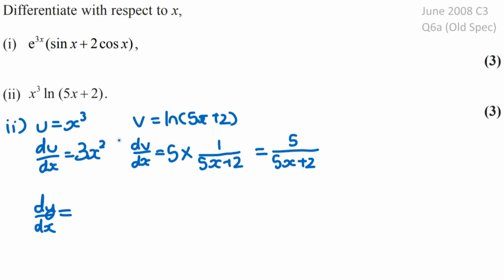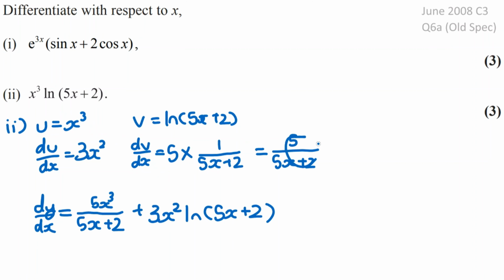So therefore dy over dx is going to be u multiplied by dv over dx, which is x to the power of 3 multiplied by this, which will be 5x to the power of 3 over 5x plus 2, and then plus the v times the du over dx, which will be 3x squared, natural log of 5x plus 2.